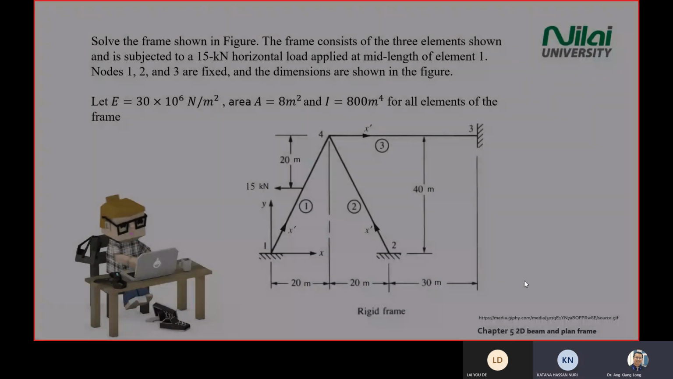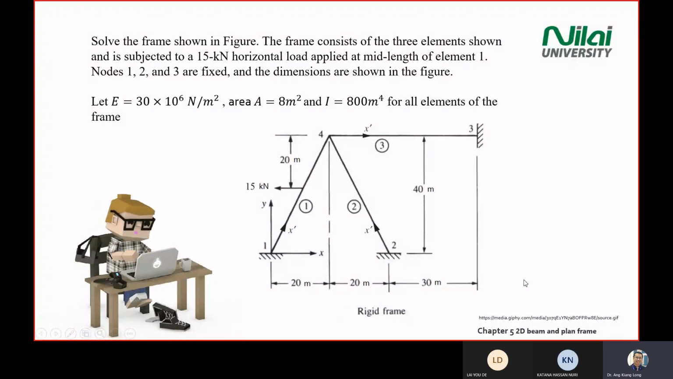All right, so today we'll look at another tutorial question. As you can see from the screen here, we have a frame. These two frames are given a certain distance and height. We have three elements: element 1 like this, element 2 like this, and element 3 like this. And the axes y and x are given at point 1, and the x prime direction is given.